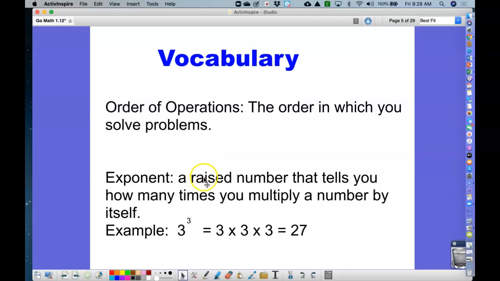An exponent is a raised number that tells you how many times you multiply a number by itself. Here's an example. We call this the third power. 3 to the third power is the same as saying 3 times 3 times 3. Many times students will want to do 3 times 3 one time because they see the 2 3's. That would equal 9. We can see here the answer to 3 to the power of 3, or 3 cubed, is 27, because 3 times 3 is 9, then 9 times 3 is 27.